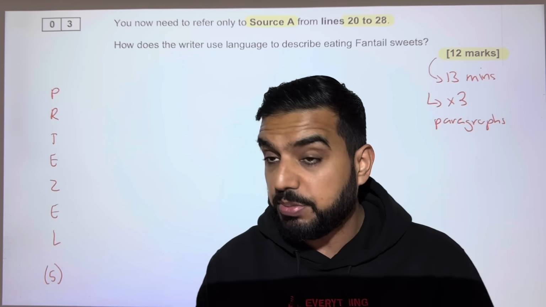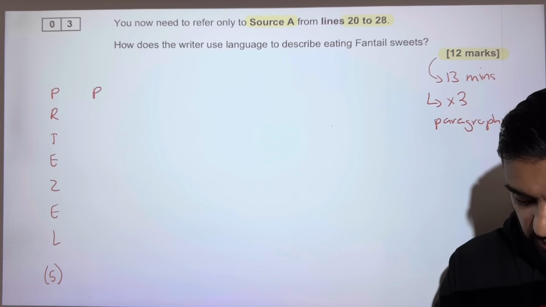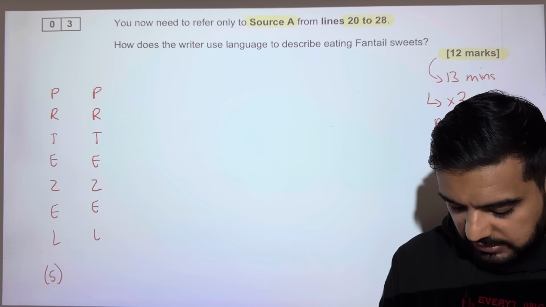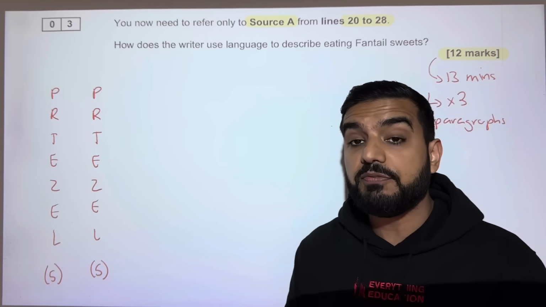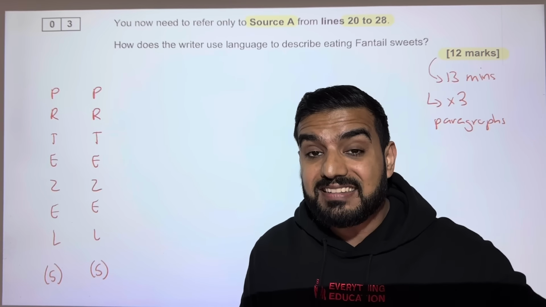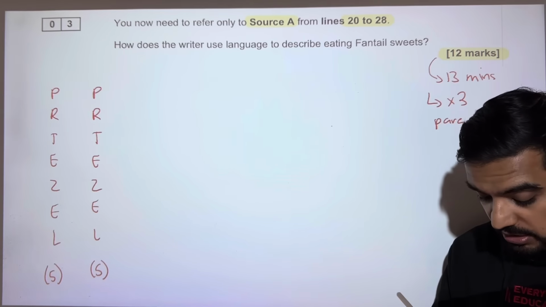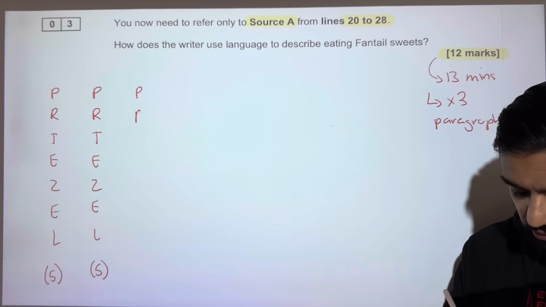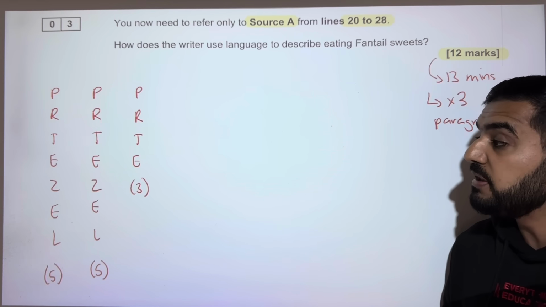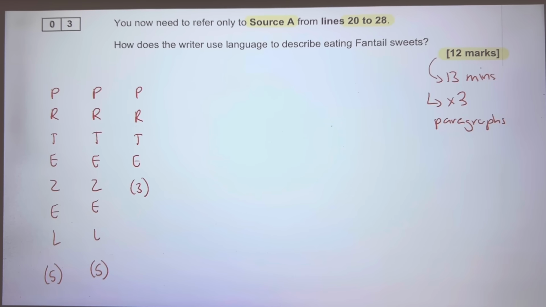And you're looking to spend 5 minutes on your first paragraph. Then you move on to your second paragraph, and you do point, reference, technique, effect, zoom, effect, and link. And you're spending 5 minutes on this paragraph. Something that we've done already. We did the exact same thing in paper 1. But now we have an extra 3 minutes. And for the last paragraph, we do point, reference, technique, effect, and you spend 3 minutes on this paragraph. And that is how we are using our extra 3 minutes.